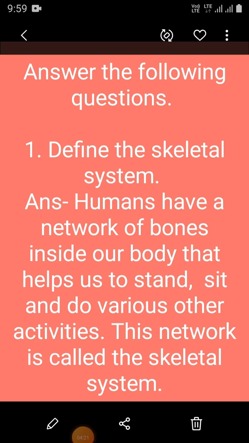Next, answer the following questions. First question: define the skeletal system. Answer: humans have a network of bones inside our body that helps us to stand, sit, and do various other activities. This network is called the skeletal system.